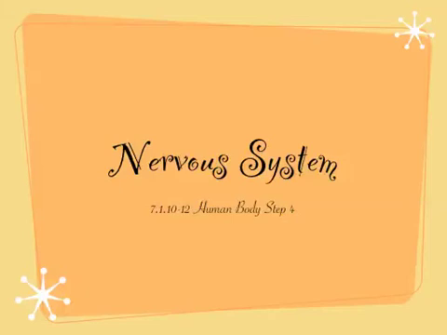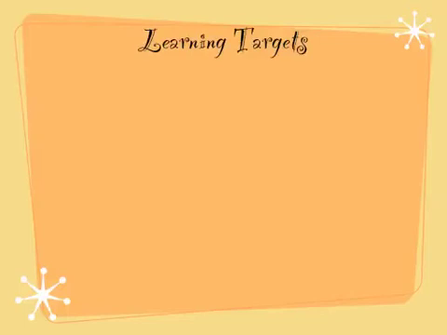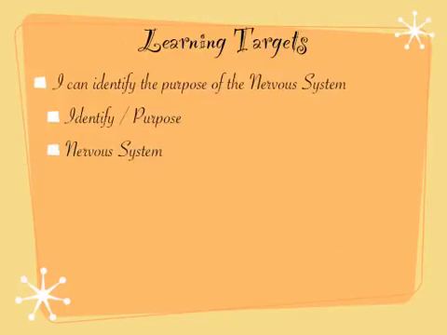This is a lesson over the nervous system. First, we're going to start with the learning targets. I know you guys have done this before, but it's great to know exactly what I'm asking of you. The first learning target is that I can identify the purpose of the nervous system. To identify something, you give it a name, or you point at it. The purpose of something is what it does for the rest of the body.